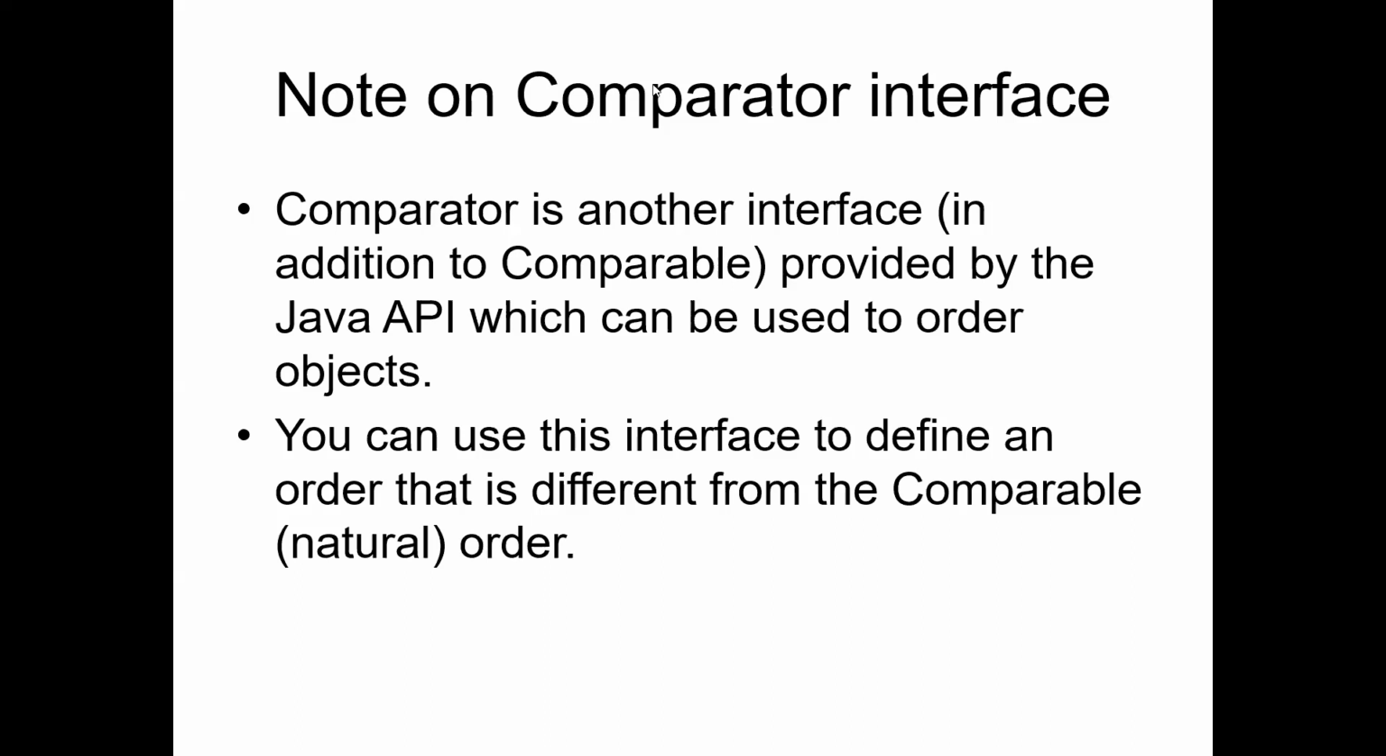As I mentioned, the Comparator interface is another interface provided by the Java API, which can be used to order the objects. Using this particular interface, as a programmer, we can decide what is the order of the object. If we don't decide, then the comparison will be done on the natural order. Natural order will be decided by the runtime itself. If we want it to be different from the natural order, then we have to use this comparator interface.